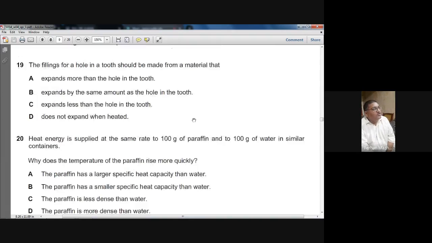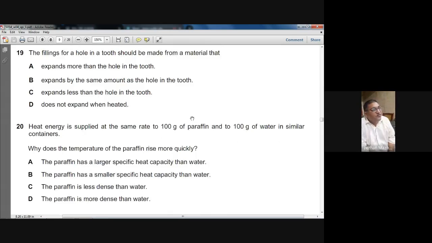The next question on your screen, question number 19. The fillings for a hole in a tooth should be made from a material that expands more than the hole in the tooth, expands by the same amount as the hole in the tooth, expands less than the hole in the tooth, or does not expand when they heat it. The filling material should be expanding. Its expansion should be the same expansion which the tooth will have. If the tooth and the filling have different expansions, cracks will develop and the filling will come out.